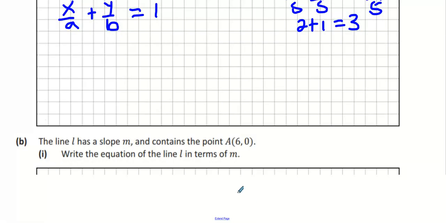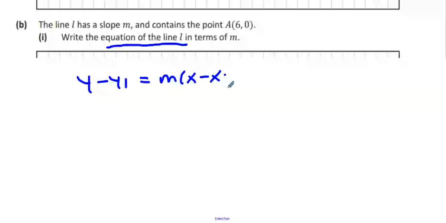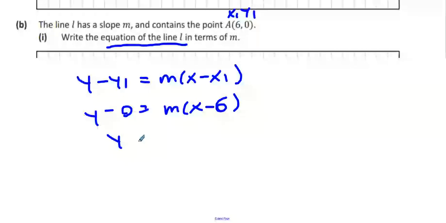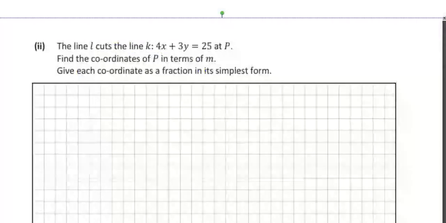Next one. The line L has a slope of m and contains the point 6, 0. Write the equation of the line. Once again, it's looking for the equation of the line. We have our x1 and y1 right here, our 6 and our 0. And then, quite simply, we're just going to get y equals mx minus 6m, and that is the equation of said line. Okay, I'm probably going to need this for part two, so I'm inclined to copy it, and let's see what part two brings up.